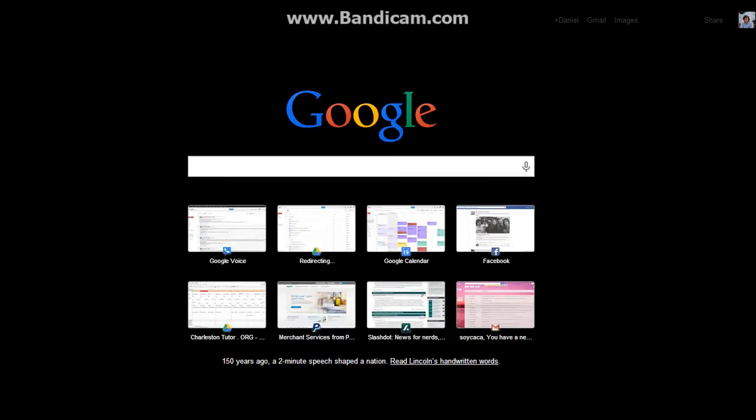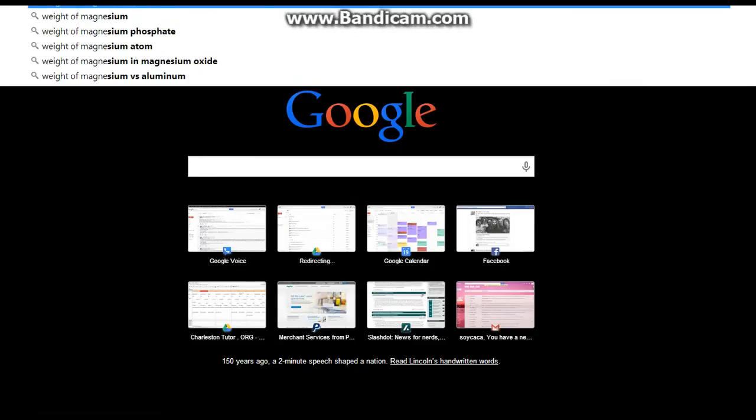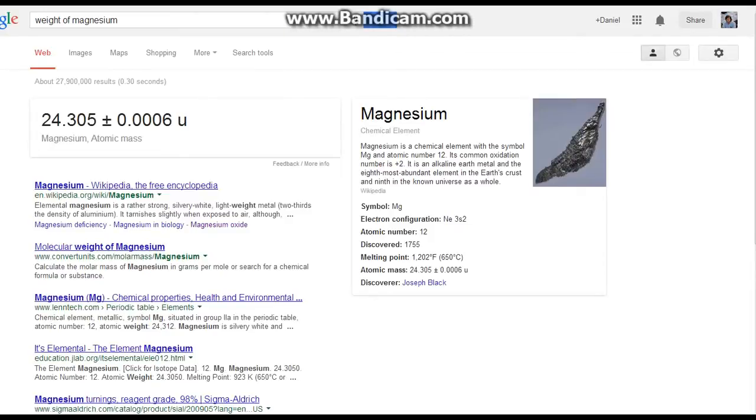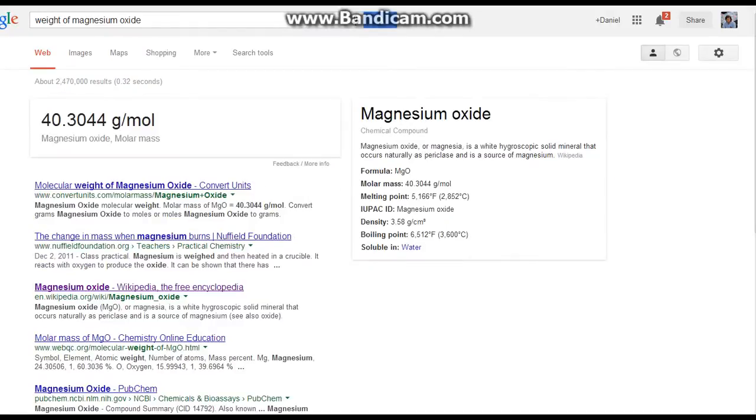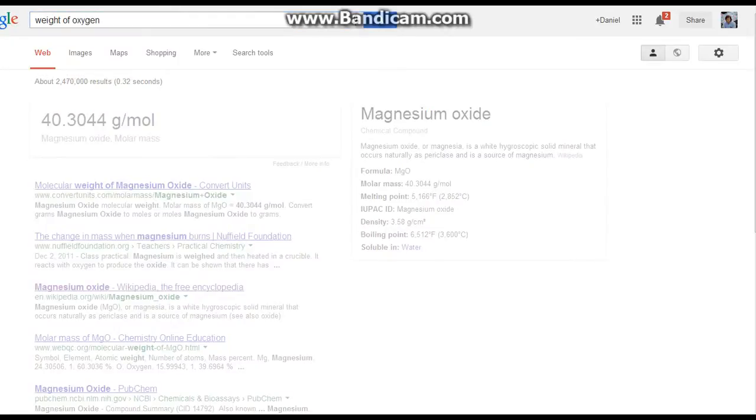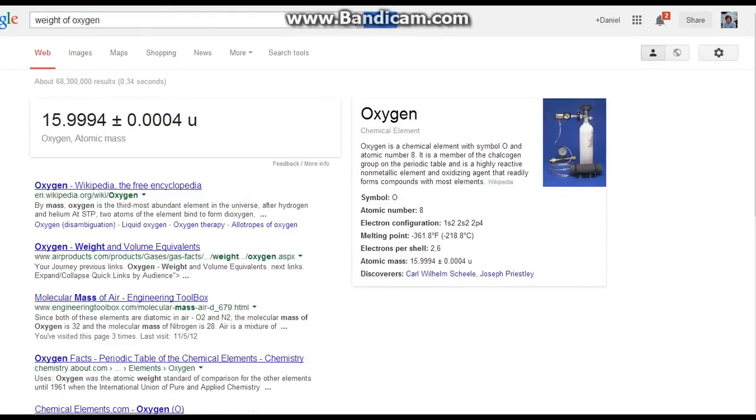So we'd have to look up the weight of magnesium, and Google returns great results. If you just type in the weight of magnesium, it will return the weight of magnesium. So we find that it has an atomic mass of 24.3 grams per mole, and we will find the weight of magnesium oxide. Well, this is kind of cheating, so I will actually type in the weight of oxygen, and that gives me about 16 grams per mole.